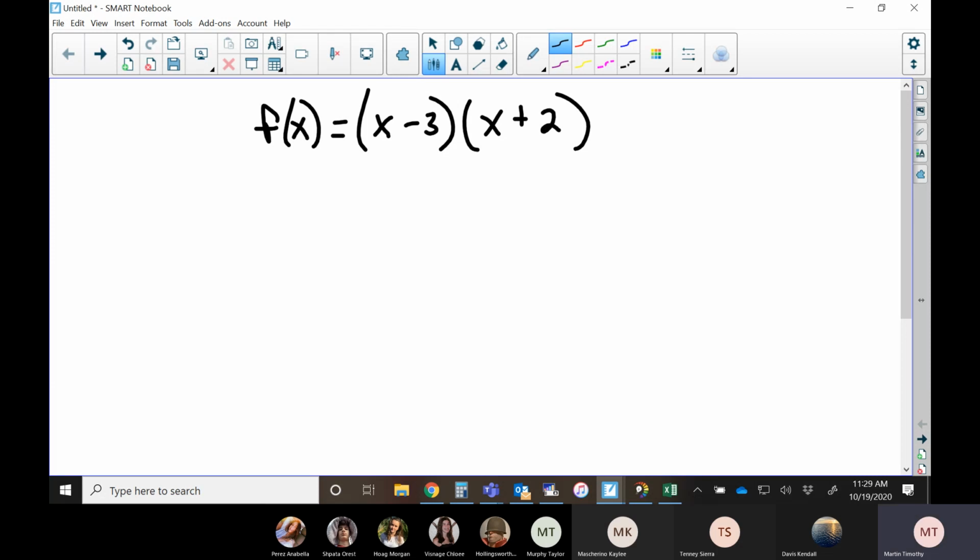I want you to find the minimum or maximum. Leave it as a fraction and do the math. Oh, I know we're going to do a lot of fraction work.